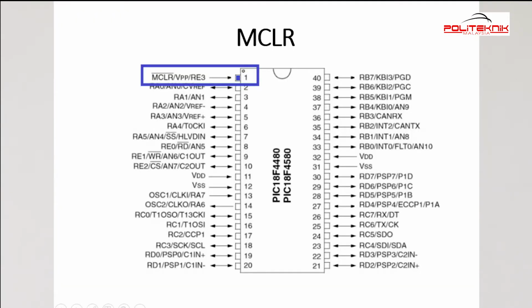Pin 1 in the PIC18 is the master clear reset pin. It is an input which is active on low. When a low pulse is applied to this pin, the microcontroller will reset and terminate all activities. This is often referred to as a power on reset.